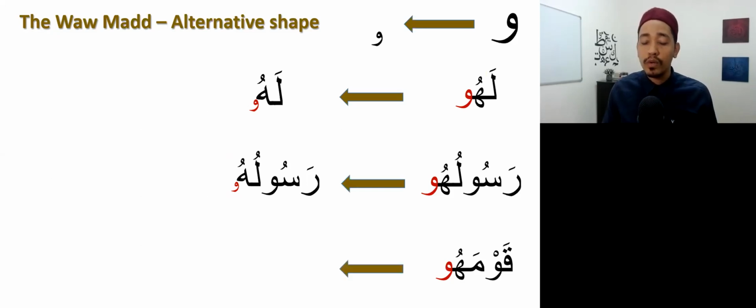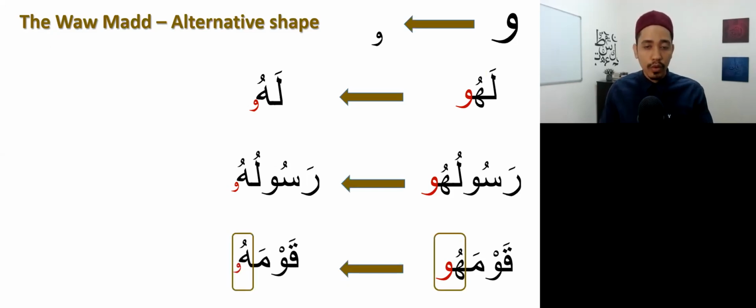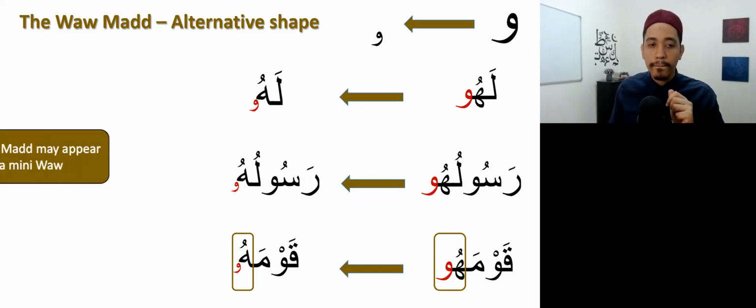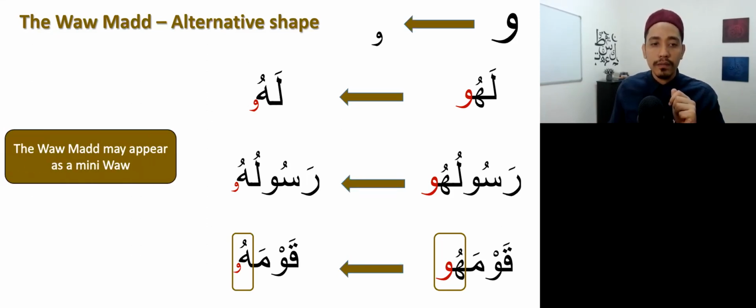Qawmahu. You see that this hu and that hu are the same one, except that the waw is now in a mini version, there at the end. Okay, so the waw mad may appear as a mini waw.